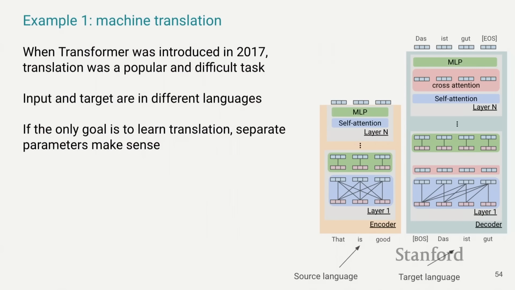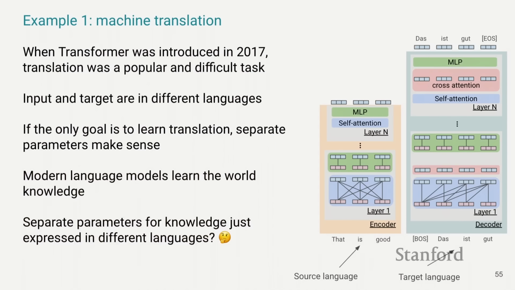So in that task, we have the input and target in completely different languages. If the goal is to learn translation only, then it kind of makes sense to say, okay, this parameter in the encoder will take care of the English, and this parameter in the decoder will take care of the German. That seems natural. And what about now? Modern language models are just about learning knowledge. It's not just about translation, or not even about language. Language just comes up as a byproduct of doing this next token prediction, and translation as well.